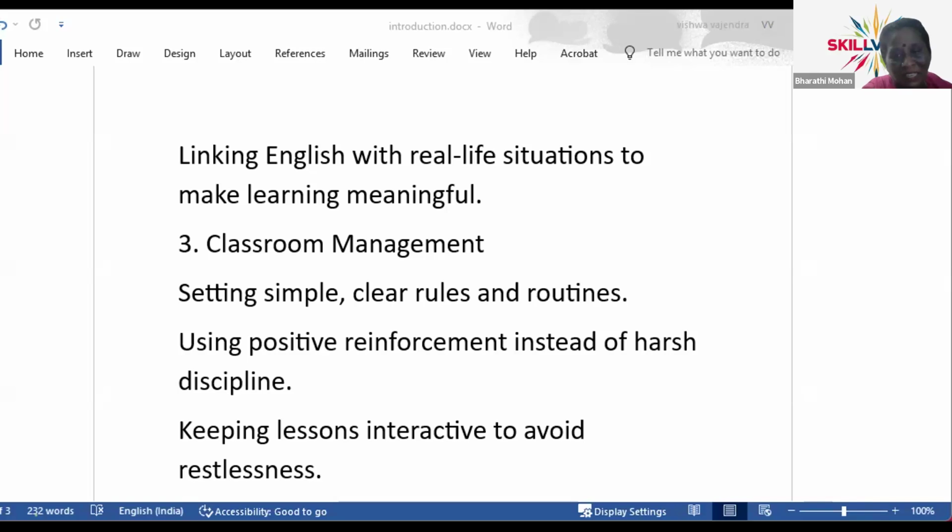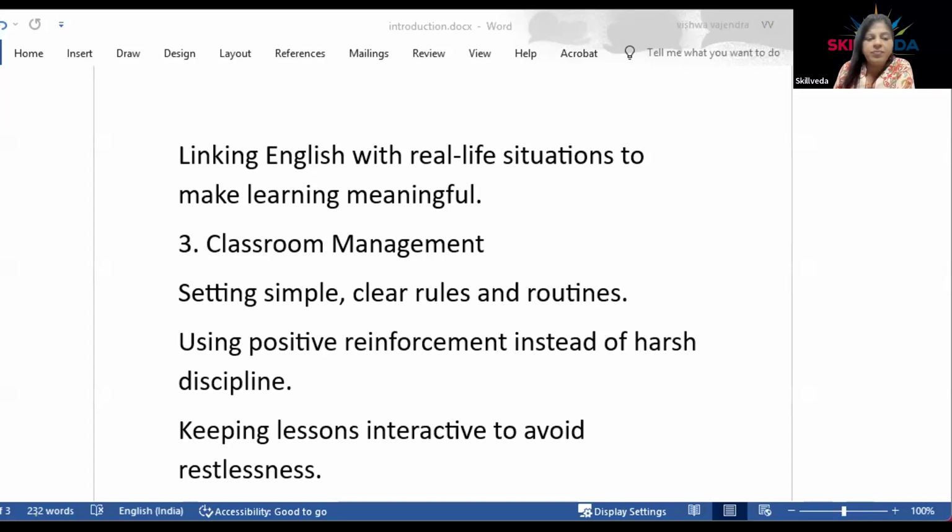Yes, you have an ADHD. Chaitra has written she has an ADHD student in the class. So Chaitra, how do you manage that child in the class? What are the problems you face and how do you manage? Chaitra, would you like to share? Chaitra, you can unmute and you can speak.